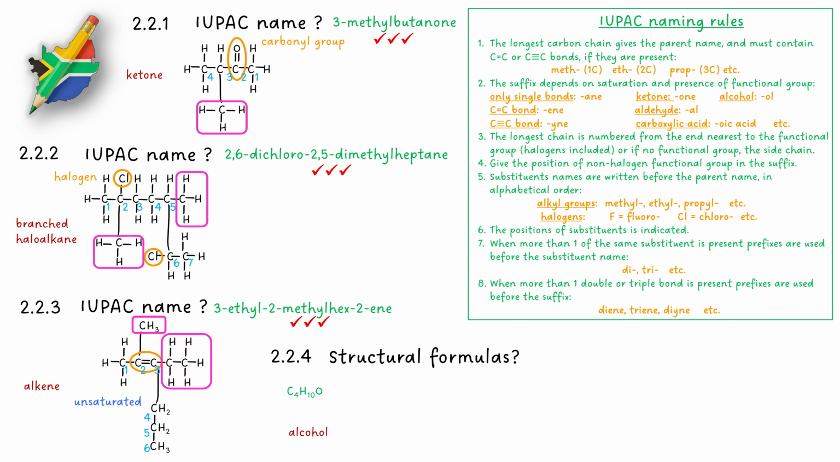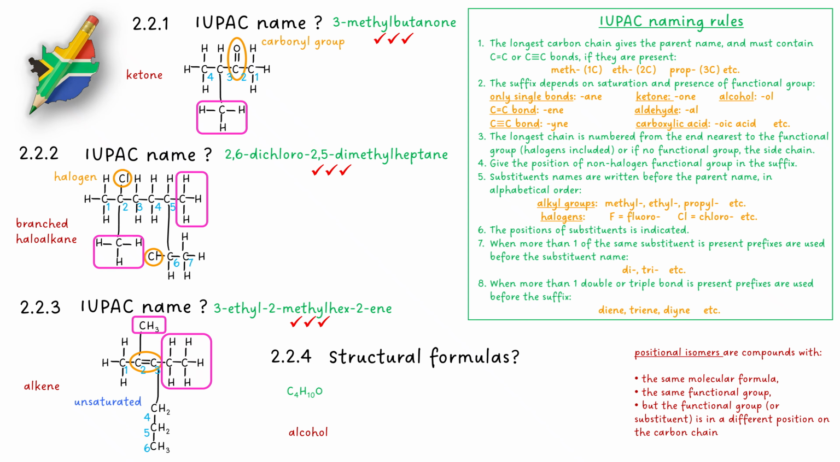Lastly, we need to write the structural formulas for positional isomers of compound D, which is C4H10O. And we said in the previous video that this could be an alcohol, although it could also be an ether. We need to draw 2 straight chain positional isomers. Positional isomers have the same molecular formula, the same functional group, but the functional group is on a different position in the chain. 2 straight chain positional isomers would be butan-1-ol with a hydroxyl group on carbon 1 and butan-2-ol with a hydroxyl group on carbon 2.